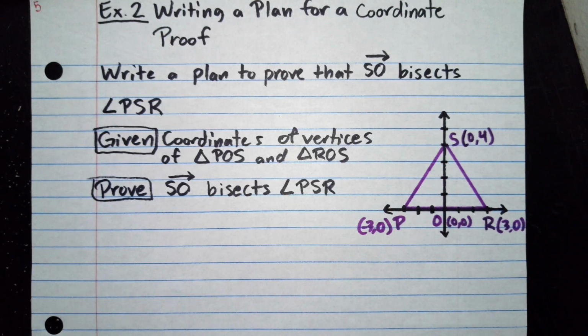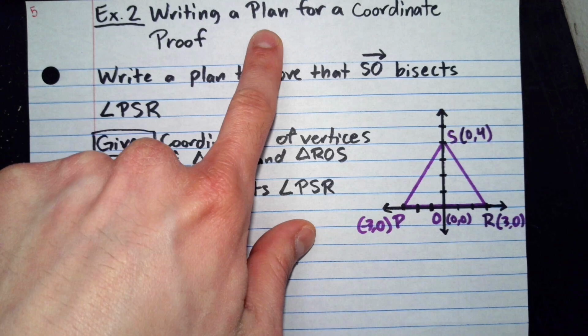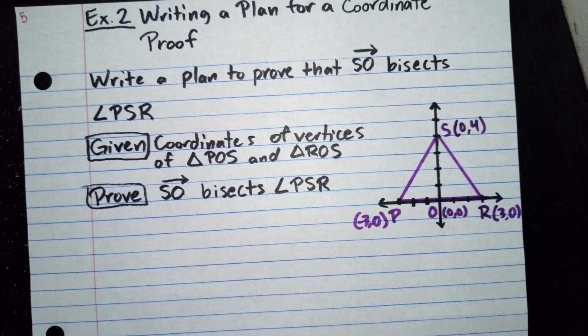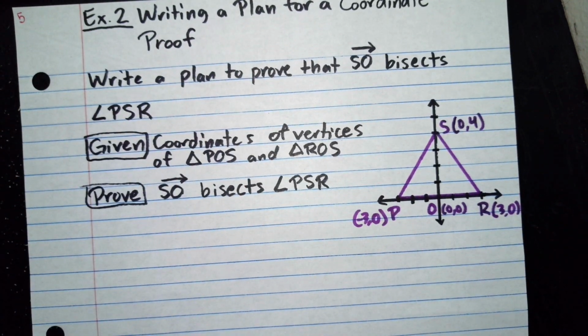Alright everybody, so we're going to be doing the last couple of questions for the notes for day 16 of geometry. And so we're going to do example 2 and a monitoring progress. So example 2 says writing a plan for a coordinate proof. Now the cool thing about writing plans for the proofs is that we don't actually have to solve anything. We just have to plan for the proof. Right? So let's see how that would work.